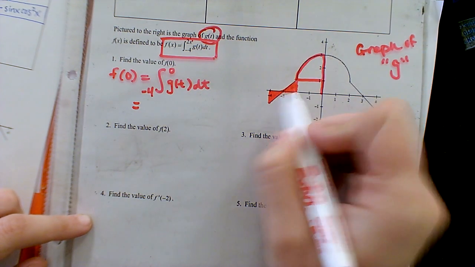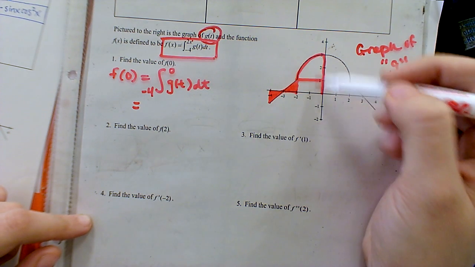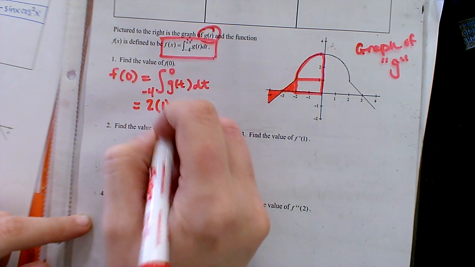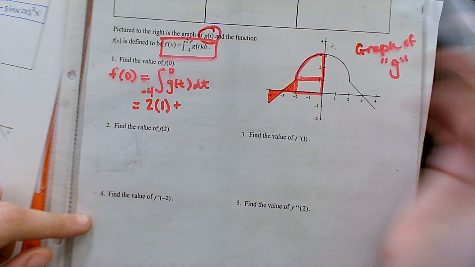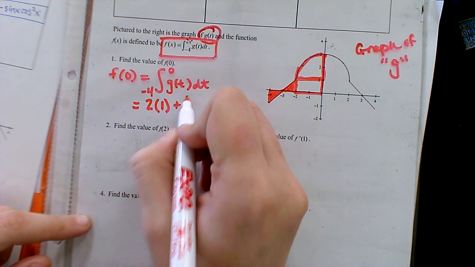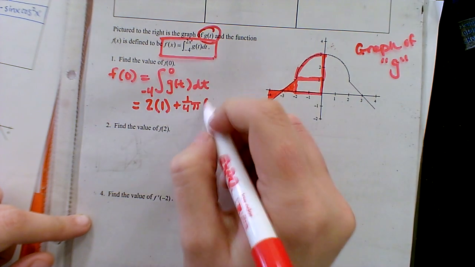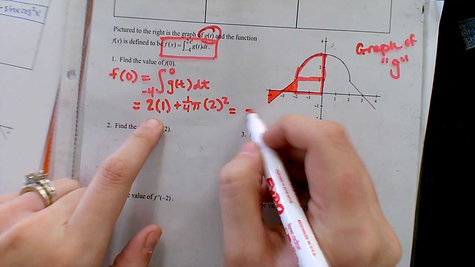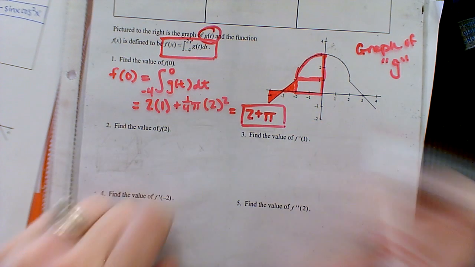All right, so these two areas cancel. So now we just have to figure out these two remaining pieces. So the area of a rectangle, base of 2, height is 1, and then we have to add the quarter circle. So that'd be 1/4 pi, and the radius is 2. So 2 plus pi. Looks good.